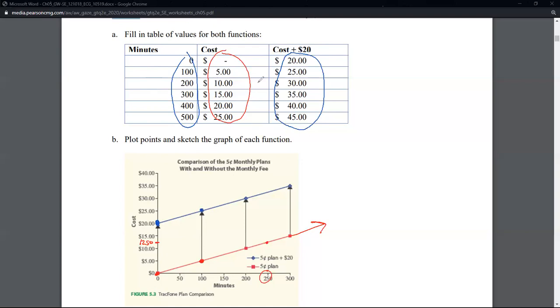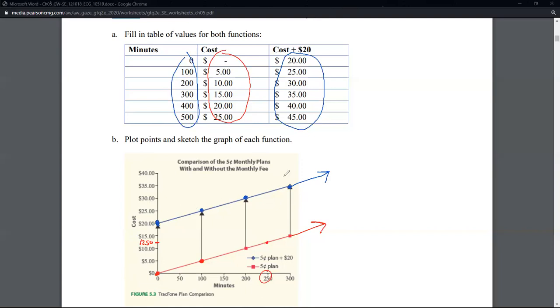If you talk 200 minutes, you're paying 30 bucks. So go right 200 and up 30. If you talk 300 minutes, you're paying 35 bucks. So right 300 and up 35. Then you connect and extend. Again, there's no real reason to move this left because we can't talk negative minutes, so that's why we don't see that on the graph. I really wish that they would extend this like so, but it is what it is. And again, you could still plot the 400, 40 and the 500, 45. But this is good enough.